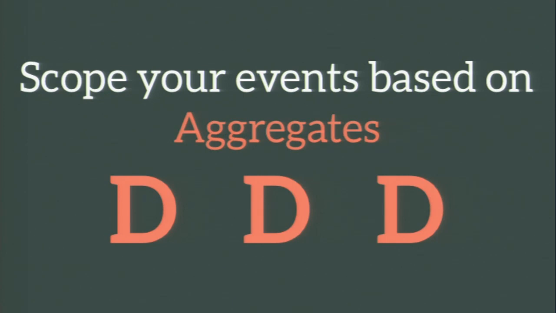Aggregates in domain-driven design are a collection of, I would say, entities that are bounded to a specific business context. And you usually have one root, or you must have one root entity. And this root entity is responsible for the life cycle of the whole object graph under it.